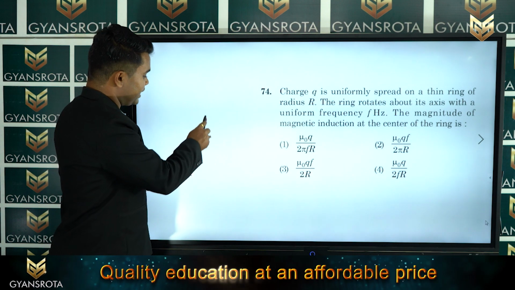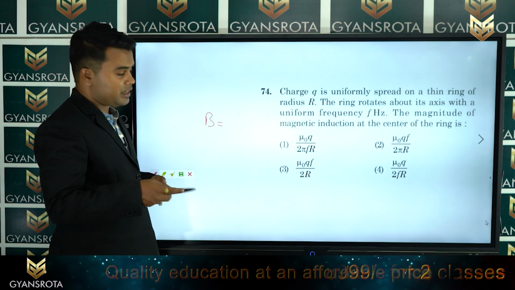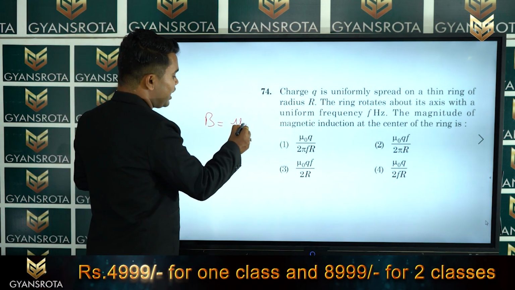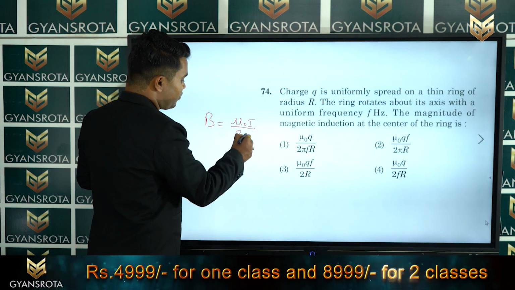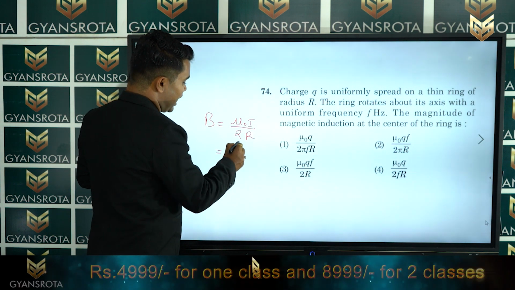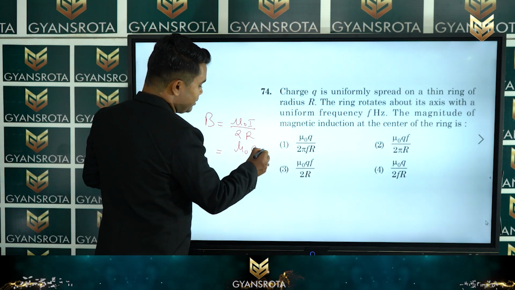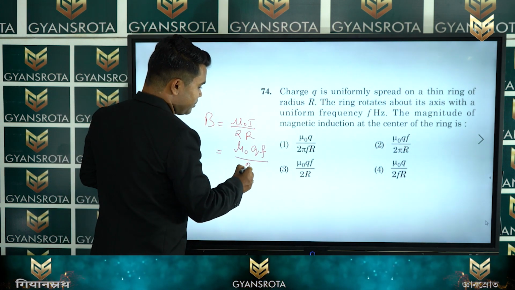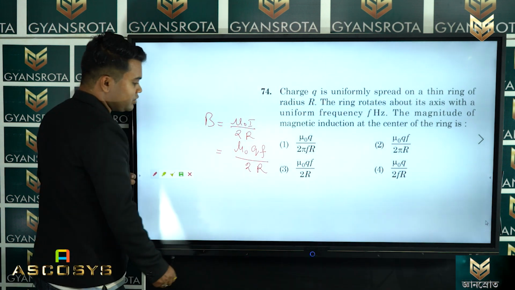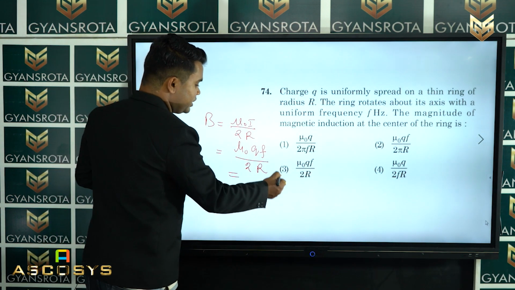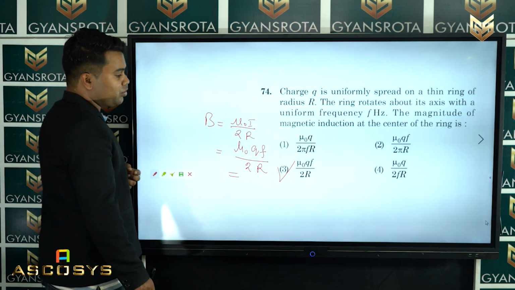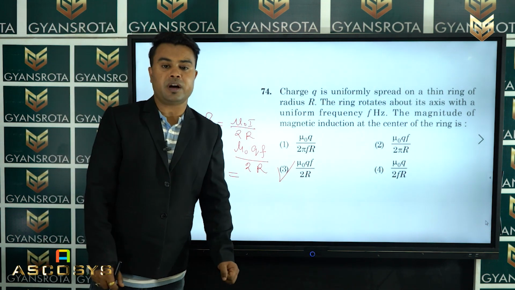It will be mu naught I by twice of r. Now this current can be written as charge multiplied with the frequency, so I equals qf. So the option is coming very smoothly, that is option number 3, mu naught qf divided by twice of r.